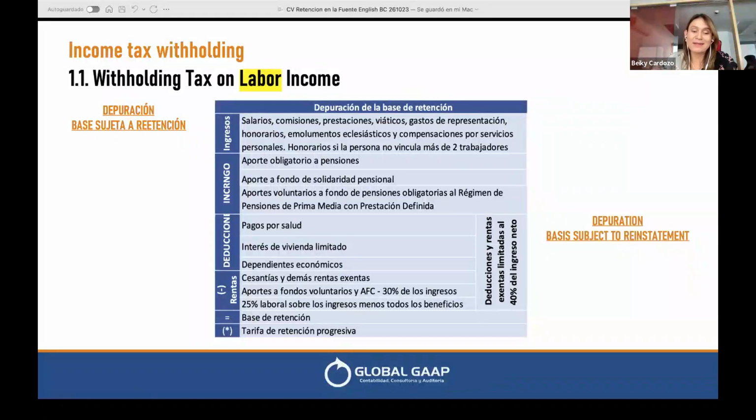This payment to the Fondo de Solidaridad Pensional, a solidarity pension fund, I don't know how to say that concept well in English, is kind of an extra percentage that you pay when you pass the threshold of 5 million. So when the employee passes the threshold of 5 million, it is an extra payment to this type of entity, and that could be deducted as well.